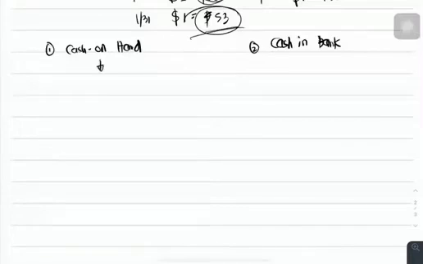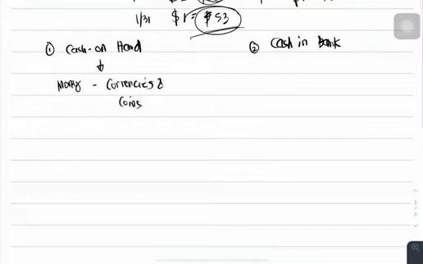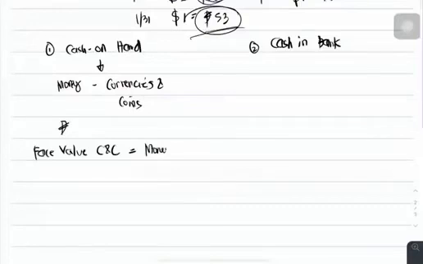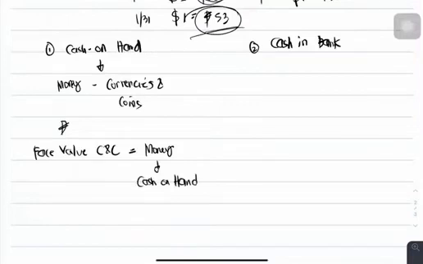Because your cash on hand, the money here, is the currencies and coins. And generally, these currencies and coins are in Philippine peso. So whatever is the face value of your currencies and coins, that is the value of your money or your cash on hand. Okay, so that is the face value of the currencies and coins. That is your cash on hand or cash itself.